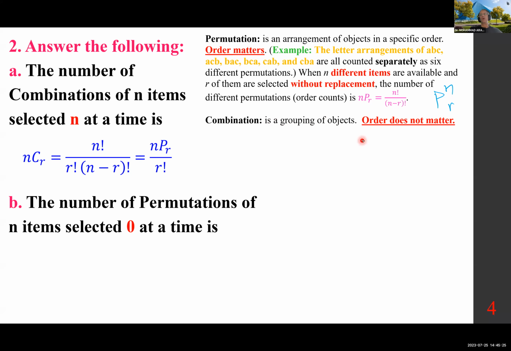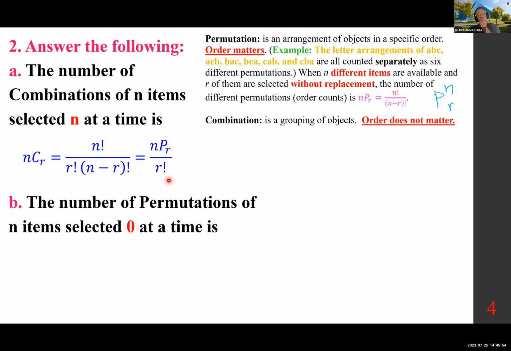Combination is a grouping of objects. Order doesn't matter. So, 2 things. Order matters, becomes a permutation, n factorial over n minus r factorial. Combination, order is not important. For example, when we say ABC, it doesn't matter which one of those we are interested in, those 3 letters, it becomes a combination, n factorial over r factorial times n minus r factorial, or the permutation divided by r factorial.